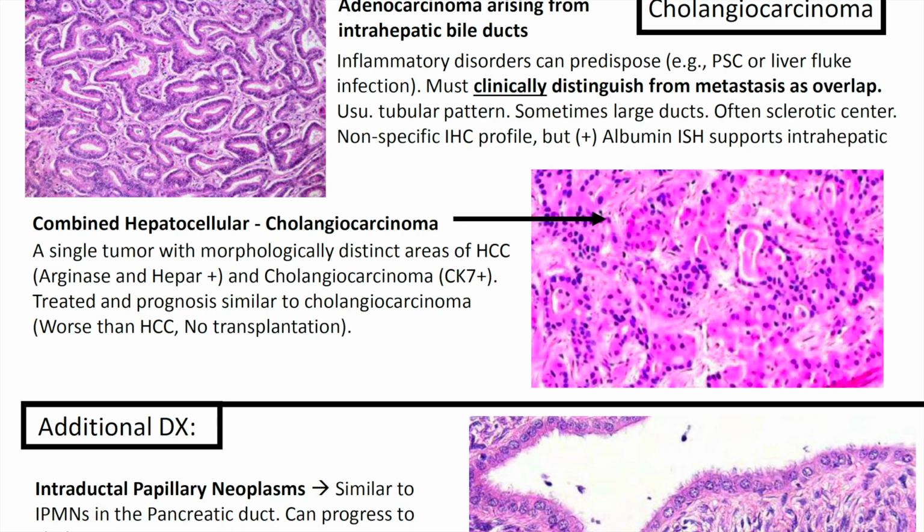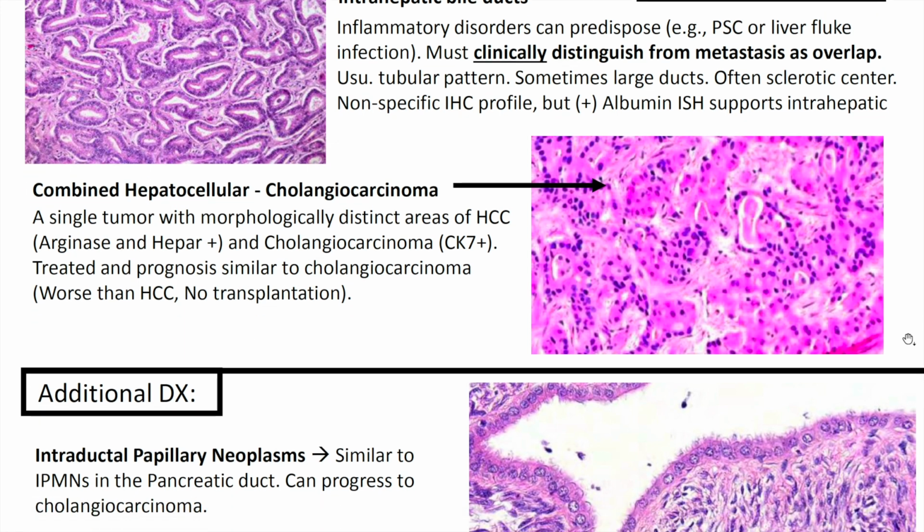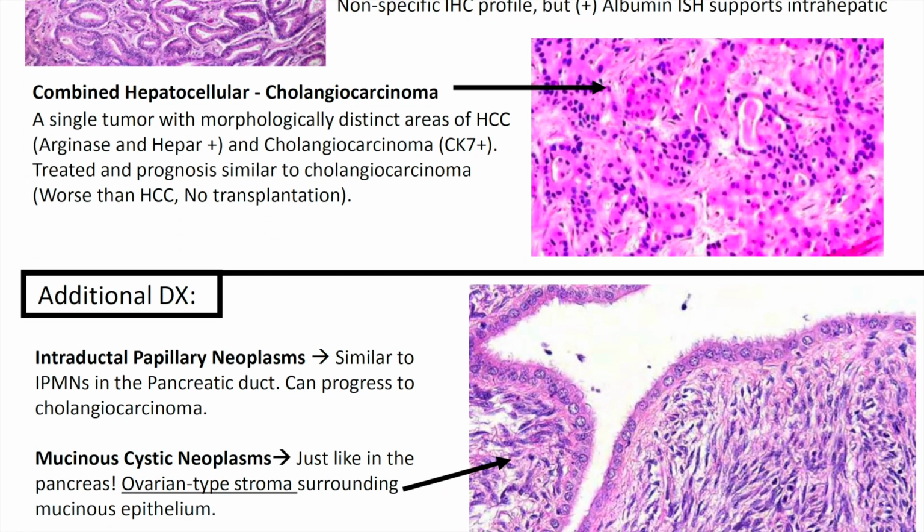But anyway, this is treated and the prognosis is similar to a cholangiocarcinoma. It's worse than just an HCC, and there's no transplantation if a patient has this. So some additional diagnoses to consider: you can have an intraductal papillary neoplasm, similar to an IPMN in the pancreatic duct, can progress to cholangiocarcinoma.